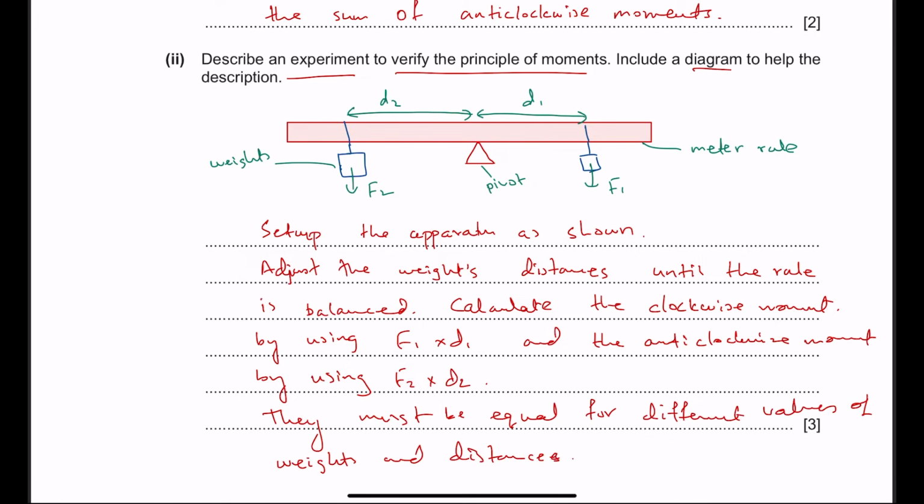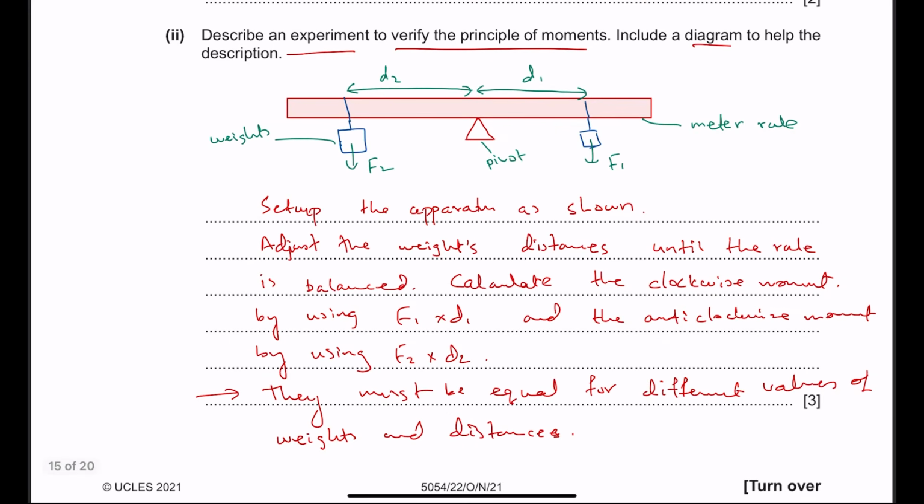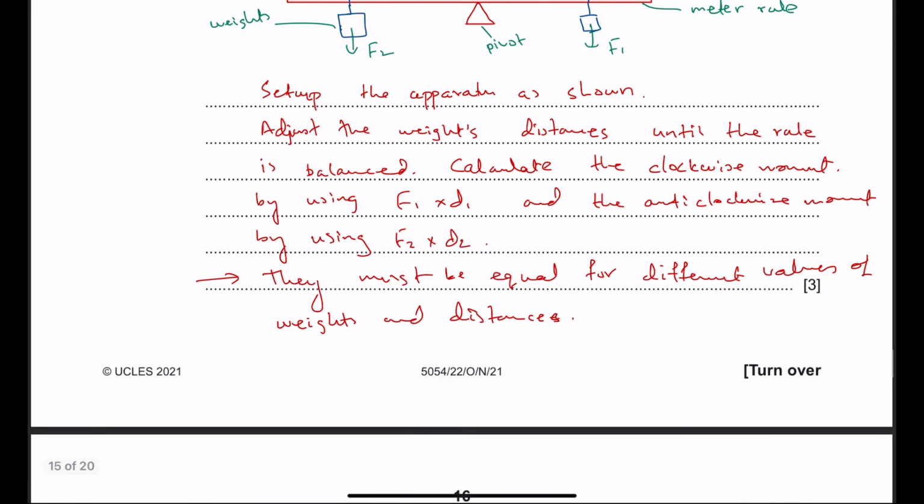So the last sentence basically means that you just don't do the experiment once. What you do is you use a certain amount of weights, and you set their distances, and you get the rule balanced. You calculate the clockwise and anti-clockwise moments, and you get them to be equal to each other. Then you repeat the experiment with different weights, so then you will have to adjust different distances, and then you perform the whole calculation again, and you still get equal moments on both sides. So you keep repeating this with different values to verify that no matter what the weights are or what distances are, in the end the moments on both sides must be equal.